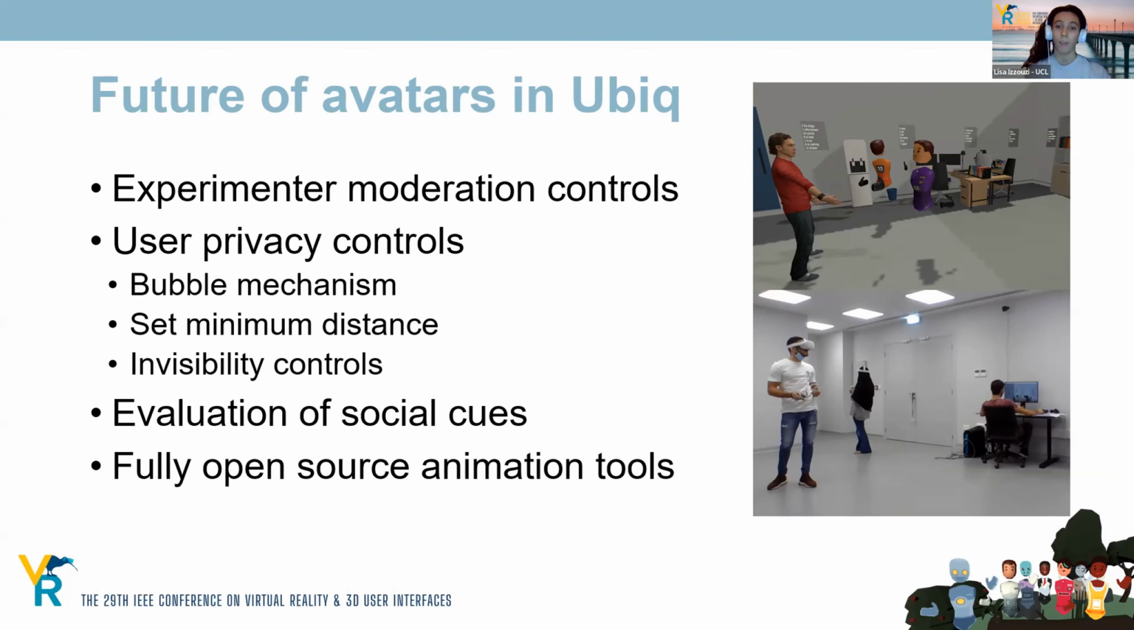And finally, having avatars such as Rocketbox avatars will be a solution for us to have more expressive avatars and to work on the evaluation of social cues. And to finish, we would like to see more open source toolkits implemented in Ubik to have a fully open source solution for both experimenters and also our students.